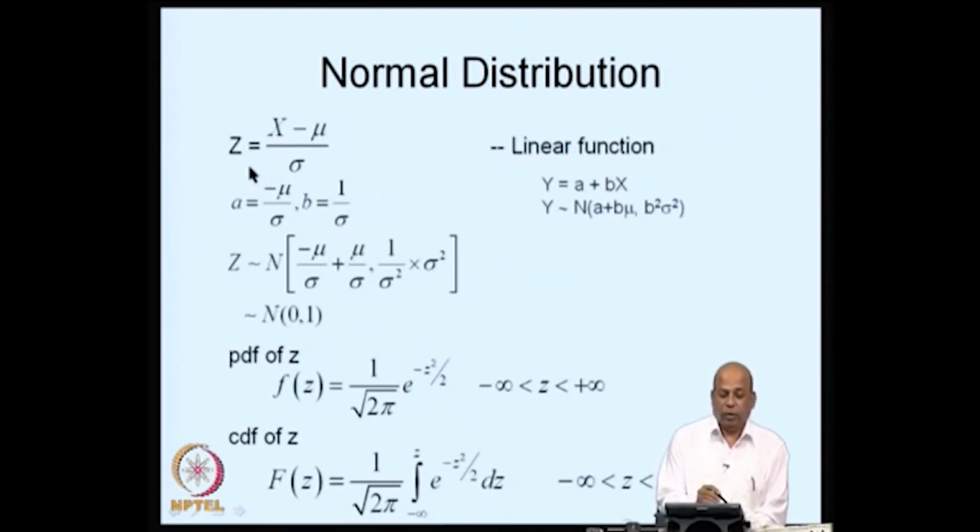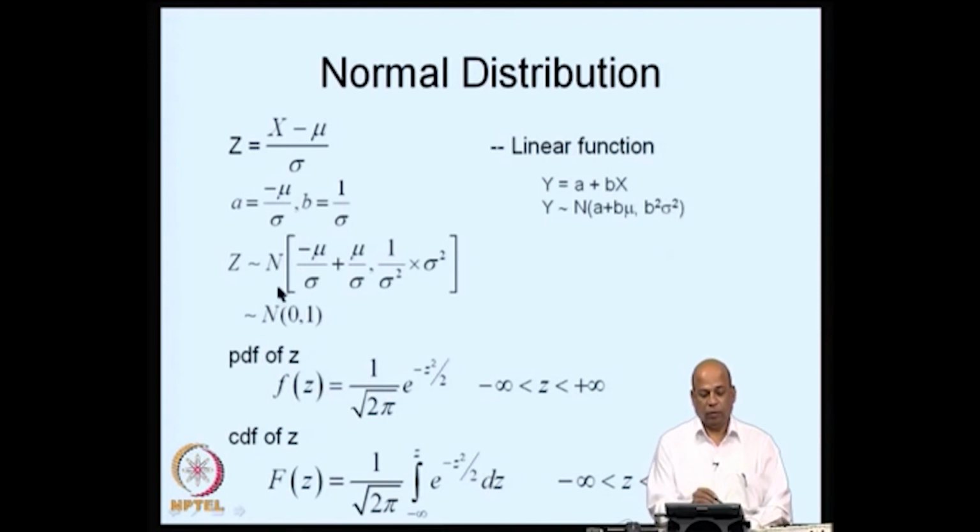So, look at this transformation, z is equal to x minus mu over sigma. This is a linear function, and from our earlier notation where we wrote y is equal to a plus b x, here a will be minus mu over sigma, and b is 1 over sigma. So, because y follows in this particular case a normal distribution with a plus b mu and b square sigma square, this is the mean of random variable y, and this is the variance of the random variable y.